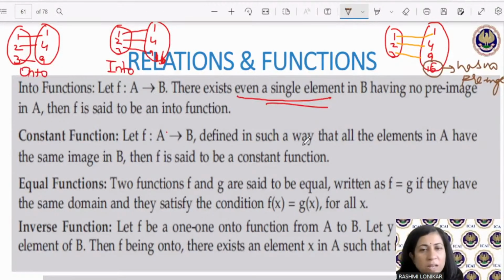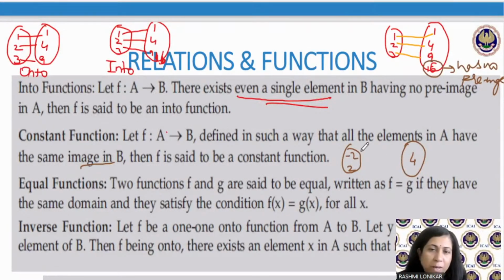Constant function is defined in such a way that all the elements in A have the same image in B. Then it is a constant function. For example, I have -2 and 2 as my set A, then I have 4. When I say square, my function is what? Square. Square of -2 is how much? 4. What is the square of +2? It is also 4. So all elements in A have the same image in B. Then it is said to be a constant function.